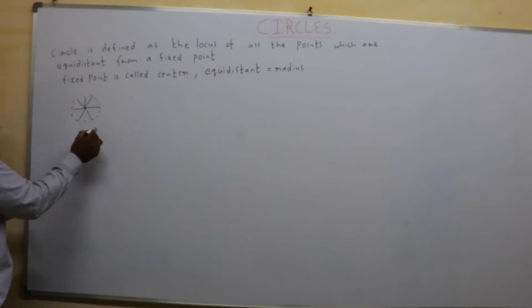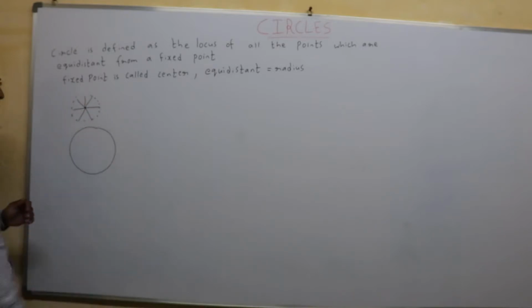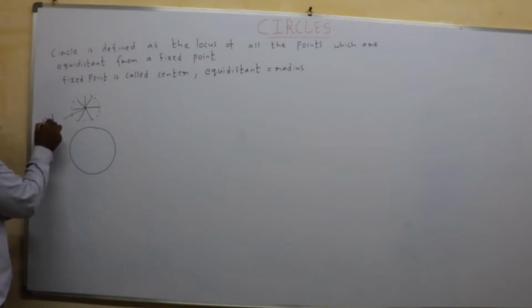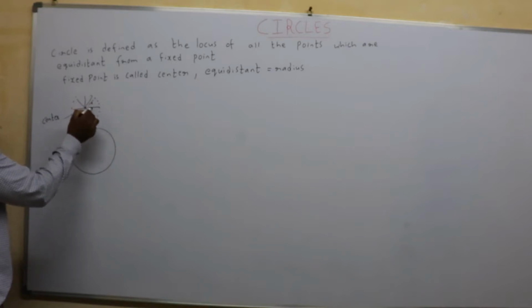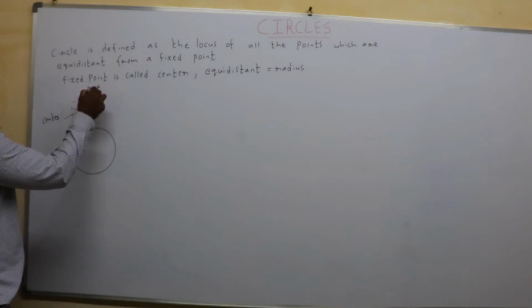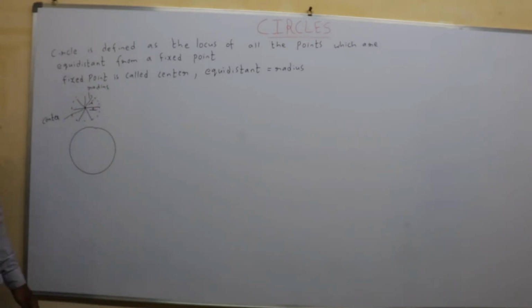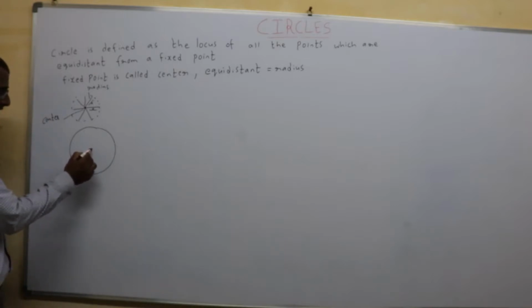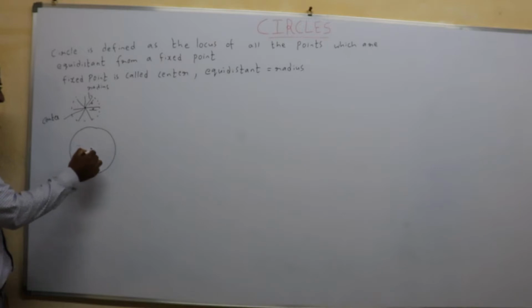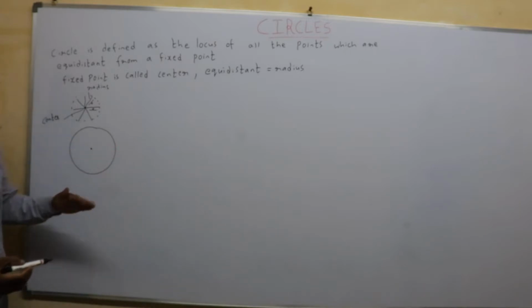So join all the points, I get the circle. This fixed point is called the center. And this distance, which is the same from here to any point you take on the circle, is called the radius. Clear? So here is the center, and the distance from any point on the circle to the center will be the same as from that to any other point on the circle.